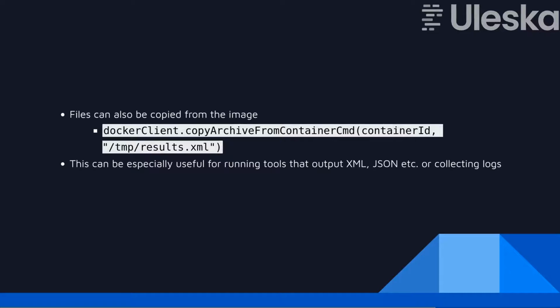So that pretty much covers a good use for it, but one of the other ways, rather than just printing the standard out, is we actually could have tools that output to JSON or XML, and the Docker client gives us that. We can use the copy archive from container command, and that really just goes to the container, looks for a file at the specific location that we have given it, and then it will try and pull that down as an archive.